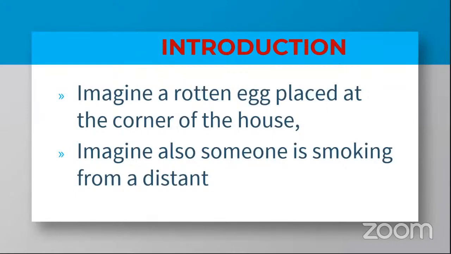The term diffusion may look big to some of us, but imagine a rotten egg placed at the corner of a house. If you place it in the bedroom, you will realize that there's something wrong in the room. Or if somebody is smoking and you're not seeing the person, you can easily tell that someone is smoking somewhere. Why? Because the smell is able to move from there. For us, we call it smell, but actually, there are particles which are coming from there. It is not the smell.